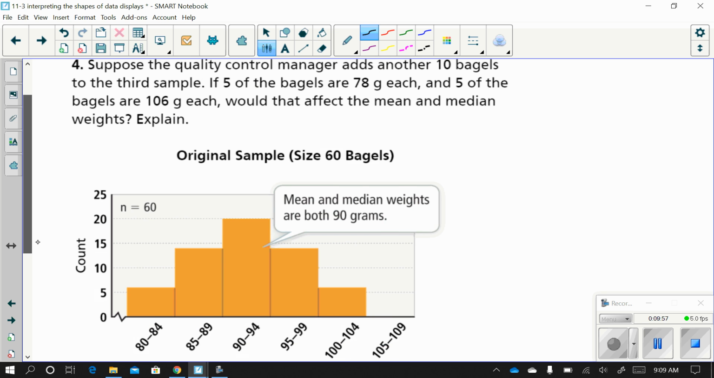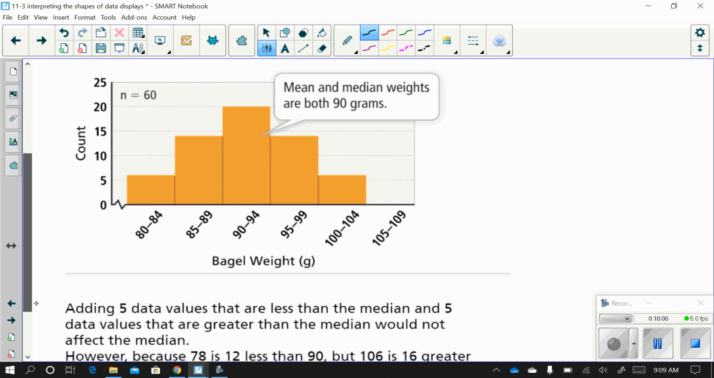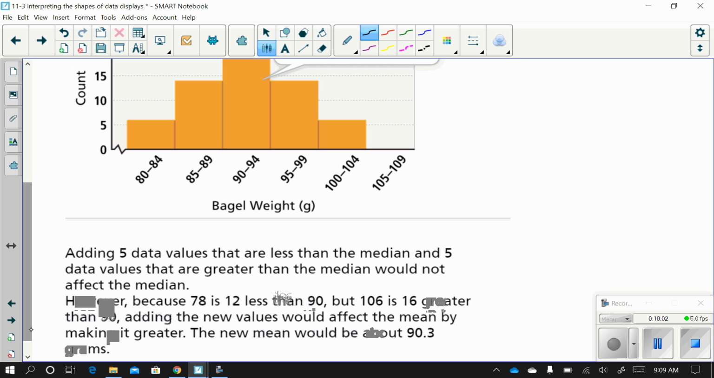Well, we know the mean and the median are both 90. Adding 5 data values that are less than the median and 5 data values that are greater than the median, is that going to change my median? If I have a median here at 90, I add 5 up here and 5 down here, is that going to affect what's in the middle? Absolutely not. So these 10 values do not change my median.